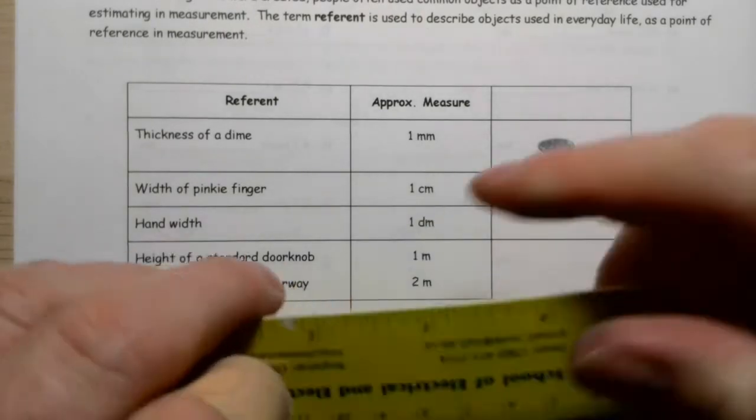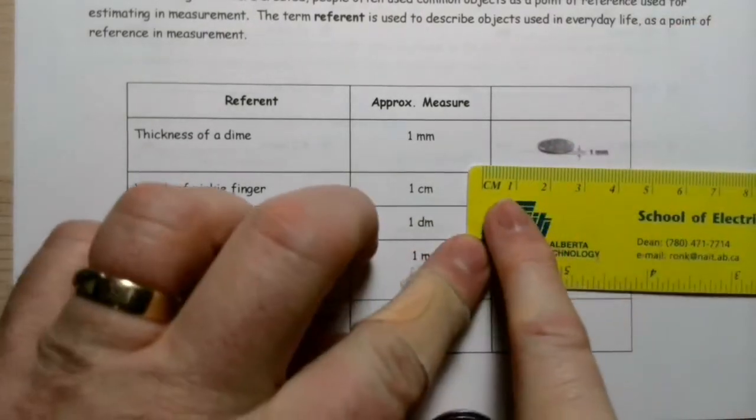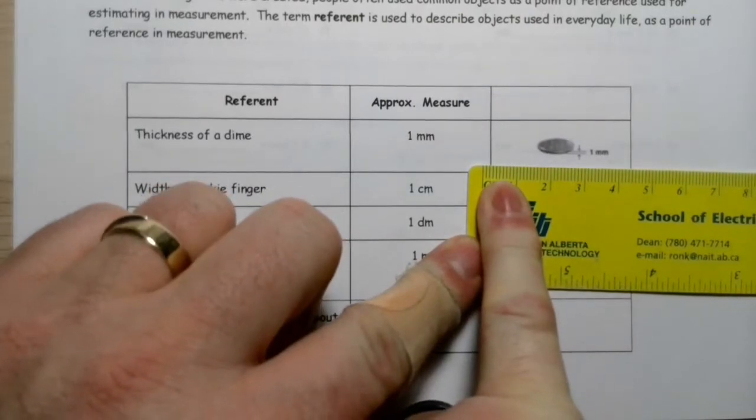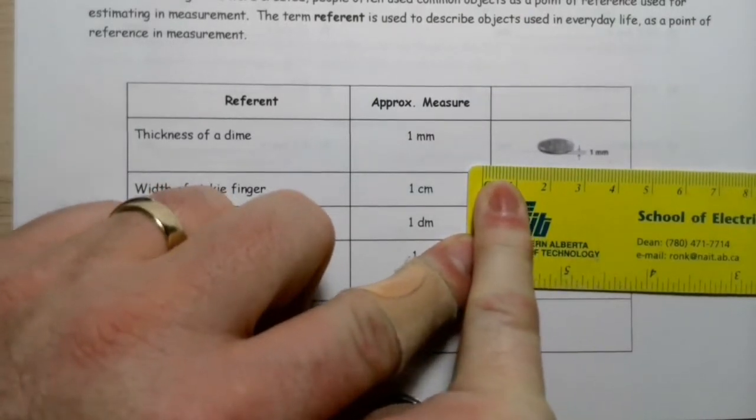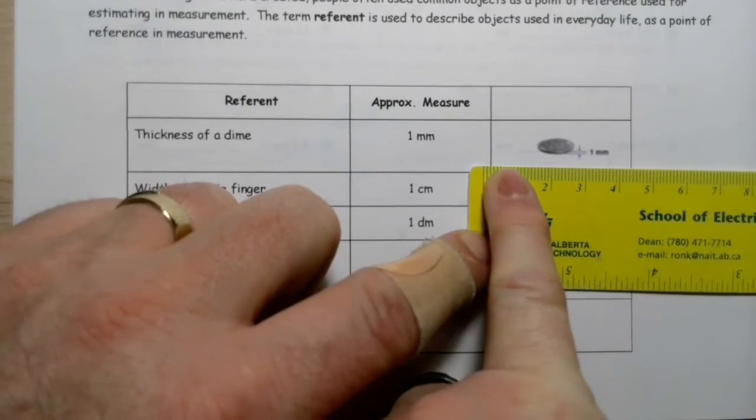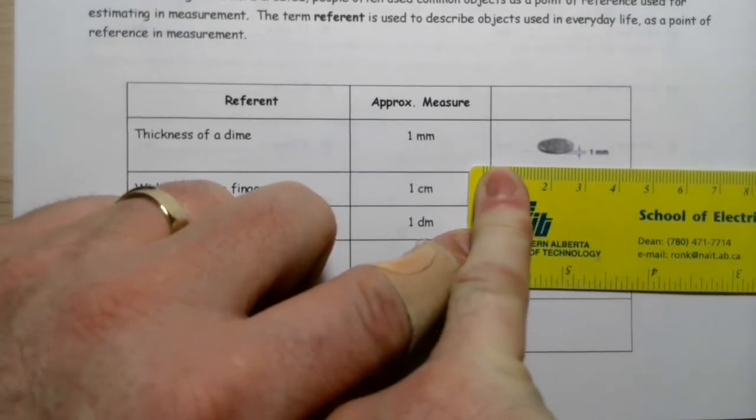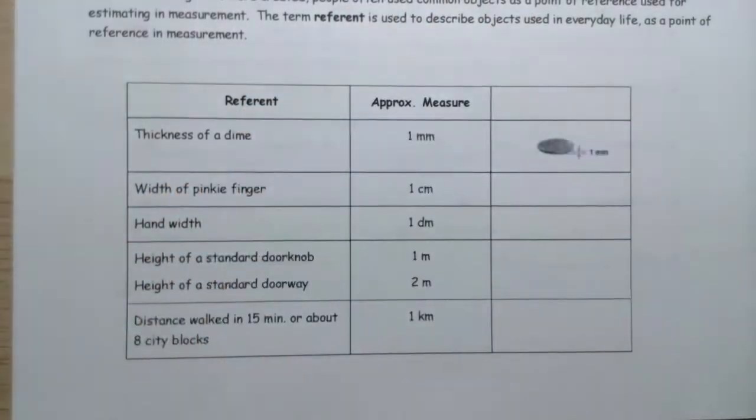Now, I happen to have a ruler right here. So there's 1 centimeter. Let's just take a look. That's okay. That's close. My pinky finger is a little fatter than that. My pinky finger is about 1.7 centimeters or so. But anyway, the width of a pinky finger.